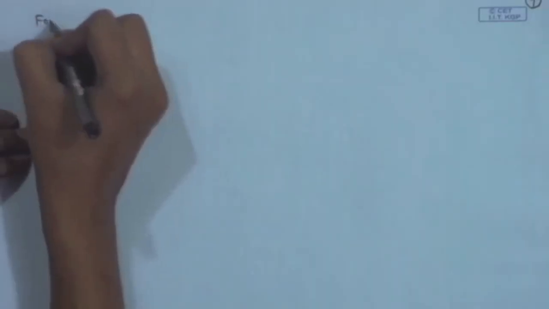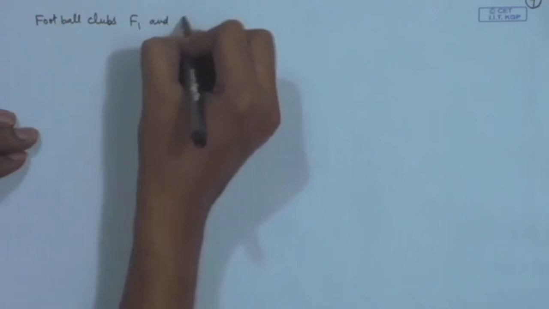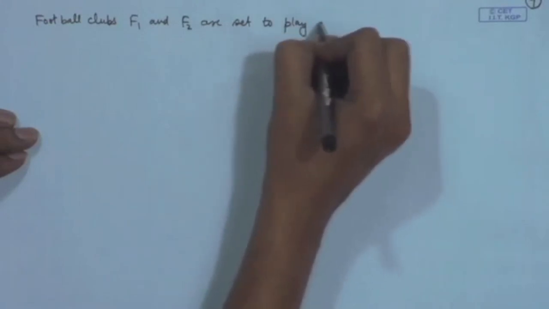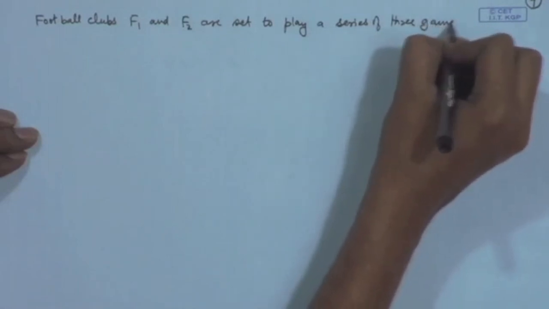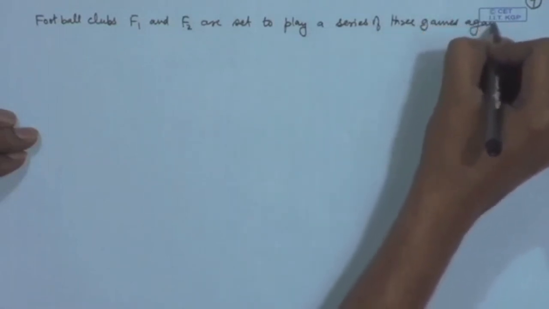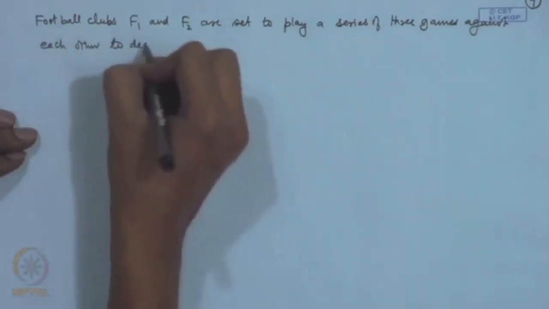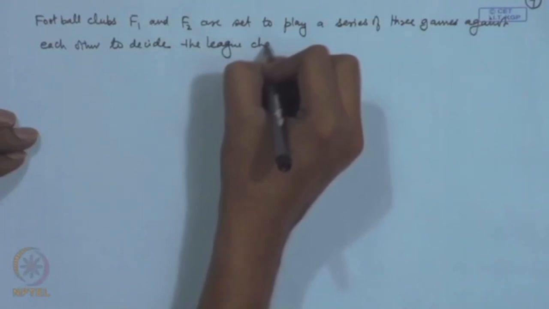I will give one more example of the counting problems. Say football clubs F1 and F2 are set to play a series of say 3 games against each other to decide the league champion.